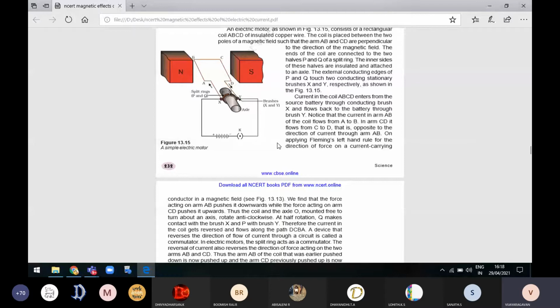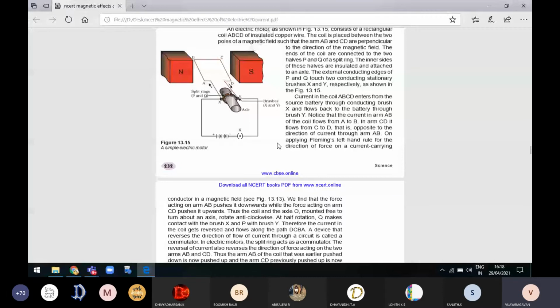On plugging the key, what happens? The current goes to X. Current in the coil ABCD enters from the source battery through conducting brush X and flows back to the battery through brush Y. This is simple. This is how it happens in the circuit.